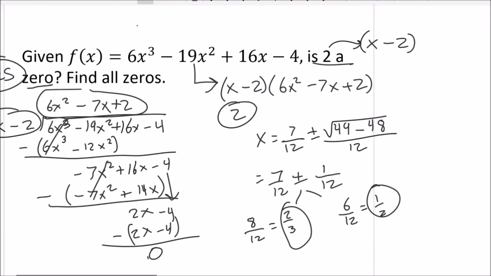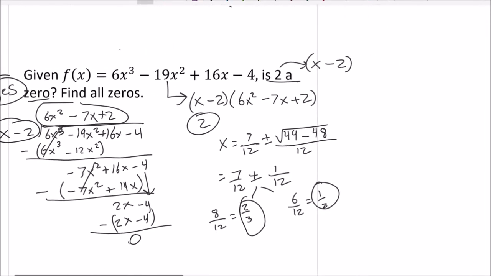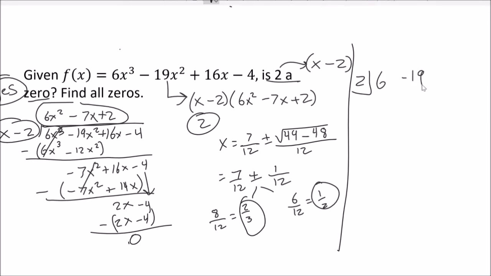Second example, we were asked if 2 is a 0. Okay, let's see how it works on this one. See if it works just as well, just as easily. Notice how much space this took and how little space I'm going to use now. Let's pull the coefficients. They want to know if 2 is a 0. Okay, we're going to plug in a 2. Coefficients, 6, negative 19, 16, negative 4. Okay, pull the 6, multiply, add, multiply, add, multiply, add. Remainder is 0. Is 2 a 0? Yes. See how quick that is?